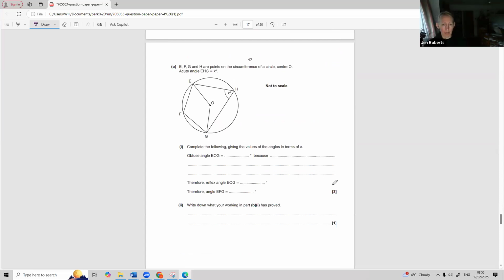More circle theorems. So I'm just looking at that and I can see my cyclic quadrilateral. And I can see my angle at the centre is double the angle at the edge. Don't have any numbers here, I just have an unknown x. So what does it mean by the obtuse angle EOG? Well, that's an obtuse angle because it's between 90 and 180, so it's this angle here. If that's x, this is double, so this is 2x. What's your reason? Angle at the centre is double the angle at the circumference.